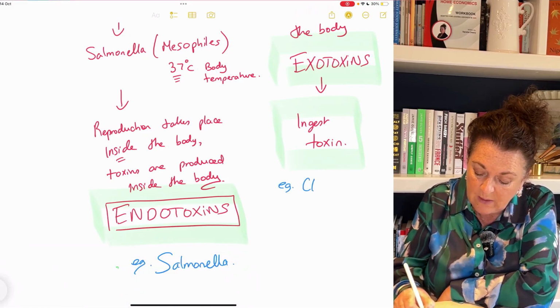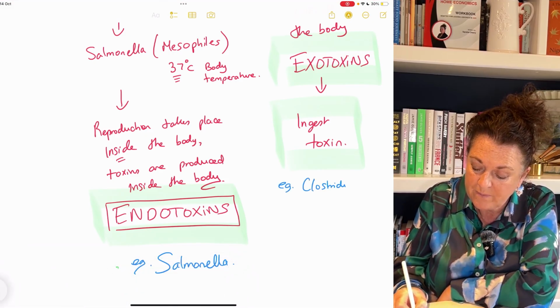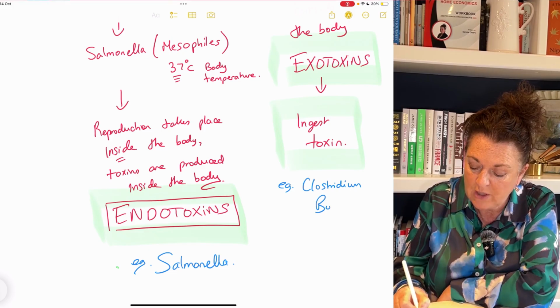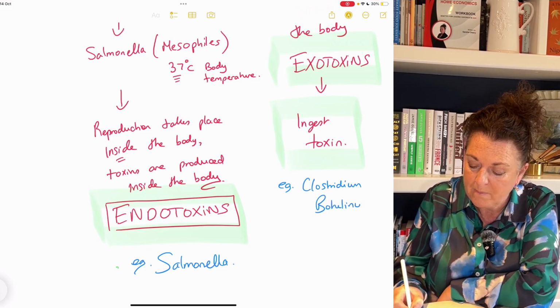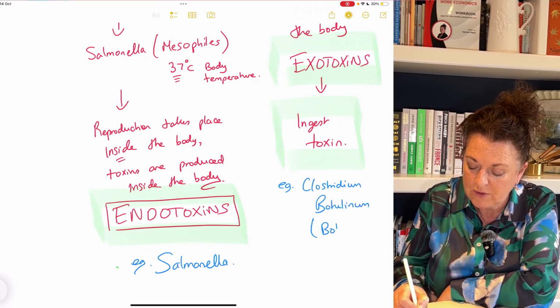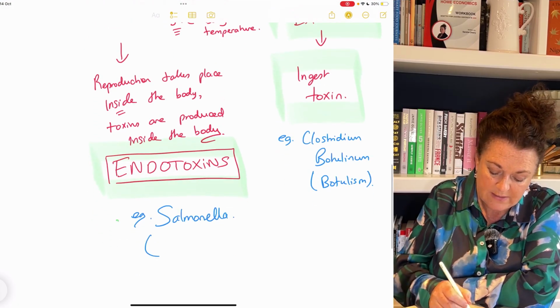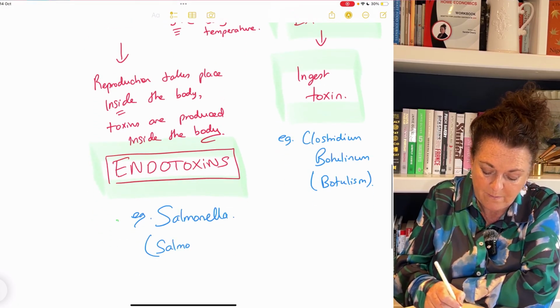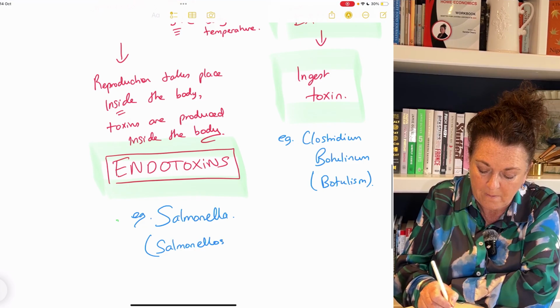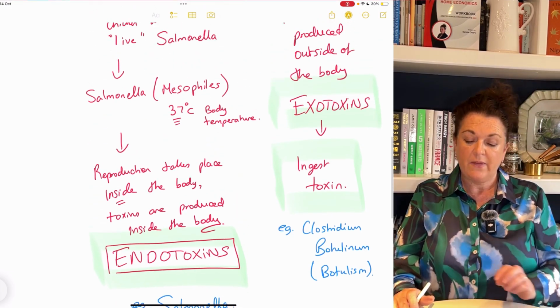So example, Clostridium botulinum, and it's called botulism. And then salmonellosis. And that's the key difference.